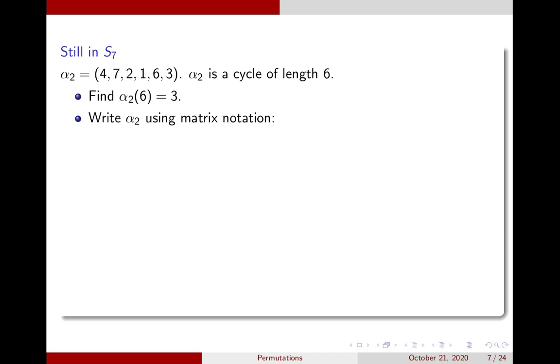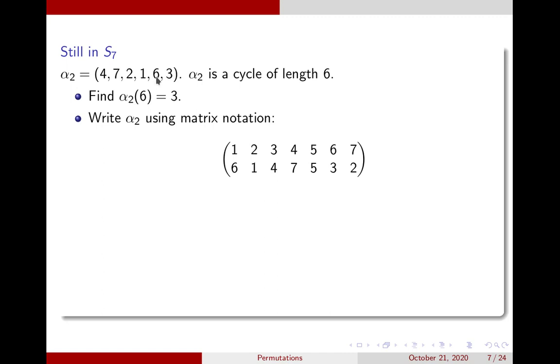Let's write alpha 2 using matrix notation. So we know we're in S sub 7. We had to be told that, and we were. So the top row of the matrix notation consists of the numbers 1 through 7. And then we just look at the cycle to determine the numbers in the bottom row.